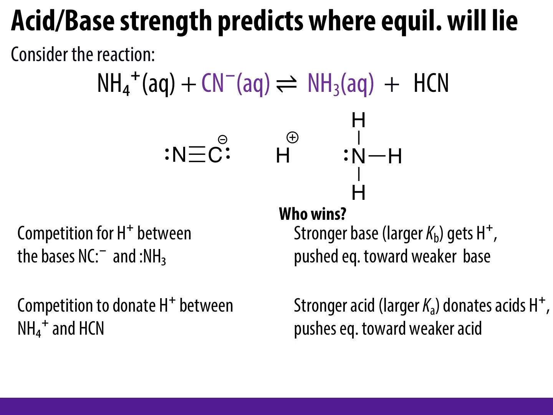And what that's going to mean is that when the stronger base, let's say it's NH3, gets the proton, that means that it's going to push this reaction to the left towards NH4 plus and CN minus. These are the weaker acid and the weaker base. Same idea if you thought about it as a competition to donate hydrogens. In this case, HCN would be the stronger weak acid, and it's going to win the fight and push this reaction back towards reactants. So it's always the weaker acid and the weaker base that are where equilibrium lies.